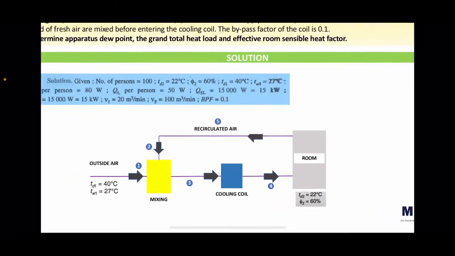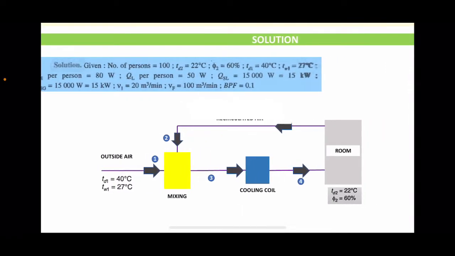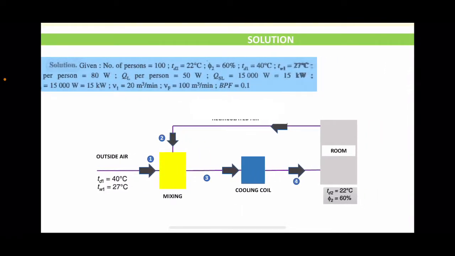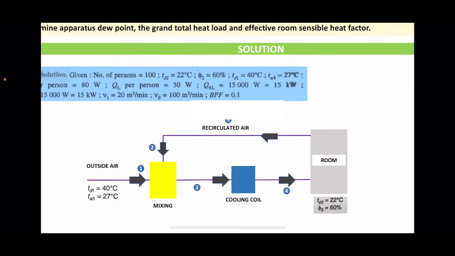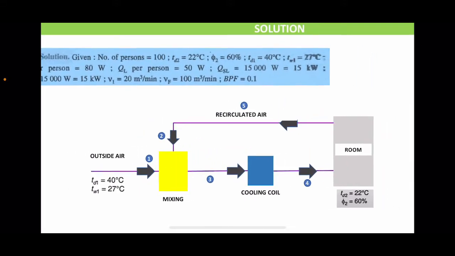Now we will look at the flow of the numerical, how the system is set up. Point 1 represents the outside air condition. Then the air undergoes mixing. After mixing, it passes over a cooling coil and then goes to the room. After the room, as mentioned in the question, 2/3 of the air is recirculated and comes again for mixing. So here is the flow of the numerical.